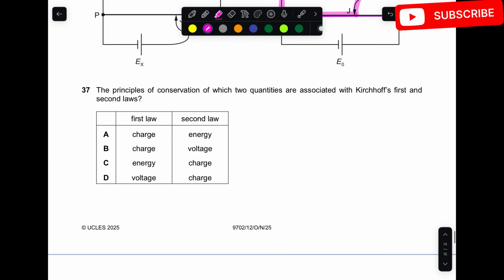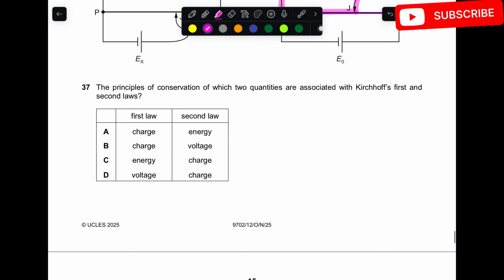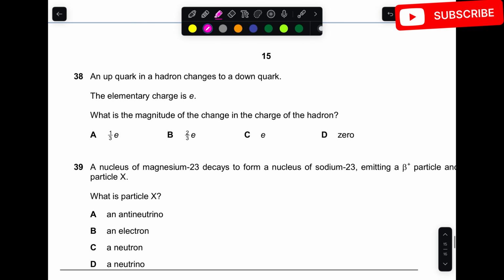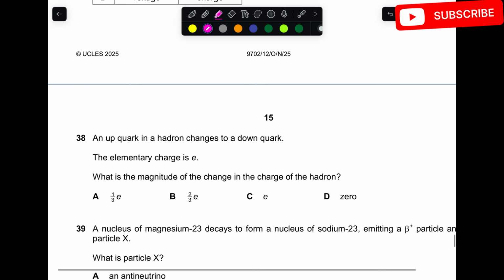And question 37: the principle of conservation of which two quantities are associated with Kirchhoff's first and second law? It's option A, that is correct. In question 38, an up quark in a hadron changes to a down quark. The element changes by E. What is the magnitude of change in the charge of the hadron?